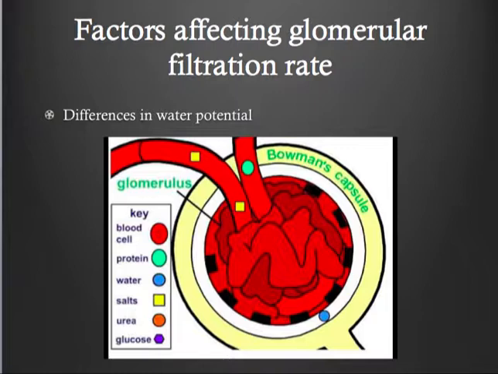Overall, though, the effect of differences in pressure outweighs the effect of differences in solute concentration. Overall, the water potential of blood plasma in the glomerulus is higher than the water potential of the filtrate. So water continues to move down the water potential gradient from the blood into the capsule. Many of the substances in the glomerular filtrate need to be kept in the body, so they are reabsorbed into the blood as the fluid passes along the nephron. But only certain substances are reabsorbed, and the process is called selective reabsorption.